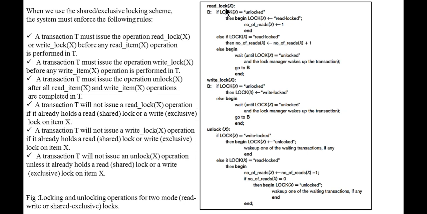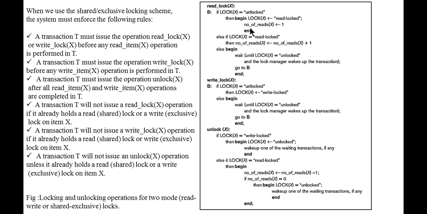If one transaction is trying to read the item X, it has to issue a read lock. Now, if read lock is issued, what is going to happen? If write lock is issued, what is going to happen? If read lock is issued, it checks whether the lock of item X is unlocked or not. If it is unlocked, then you lock that item in read lock mode, because a number of transactions can acquire a read lock on a particular data item simultaneously.